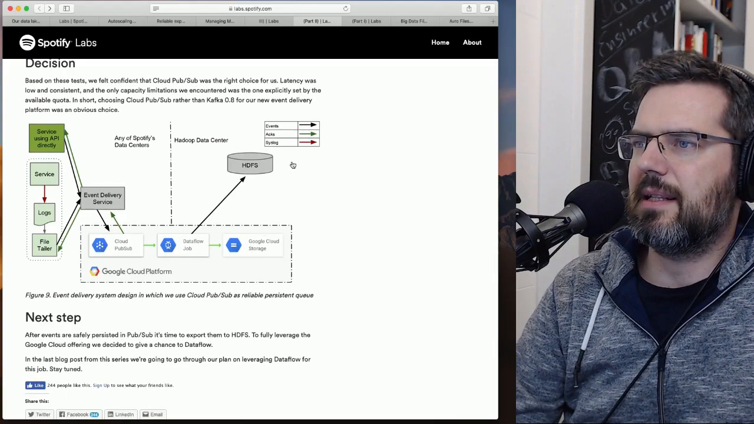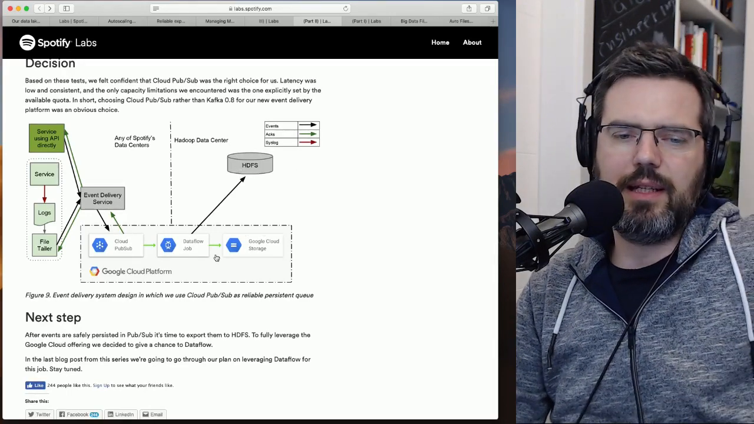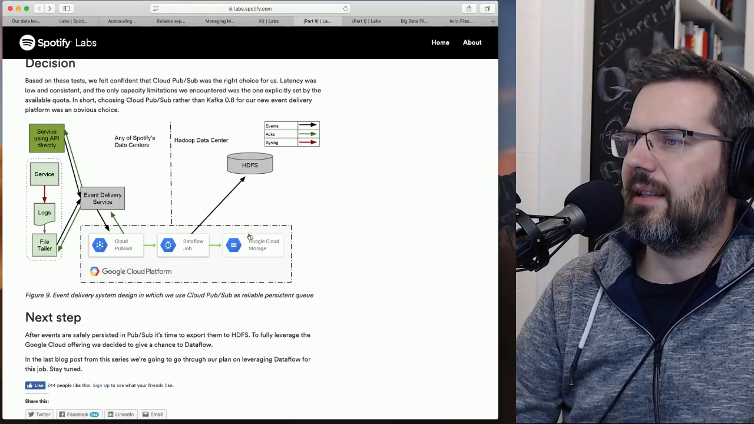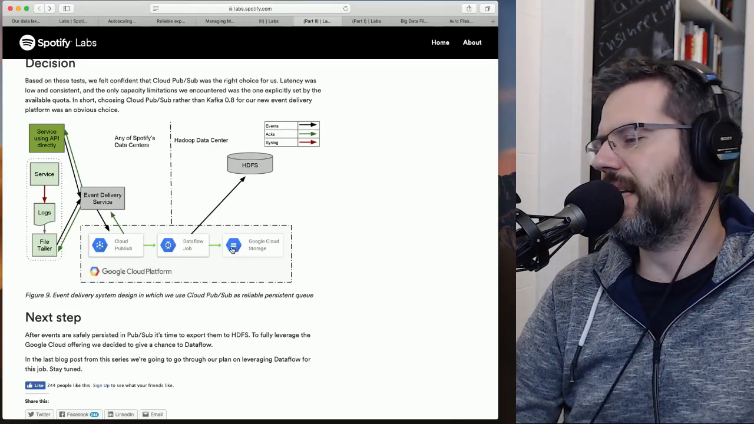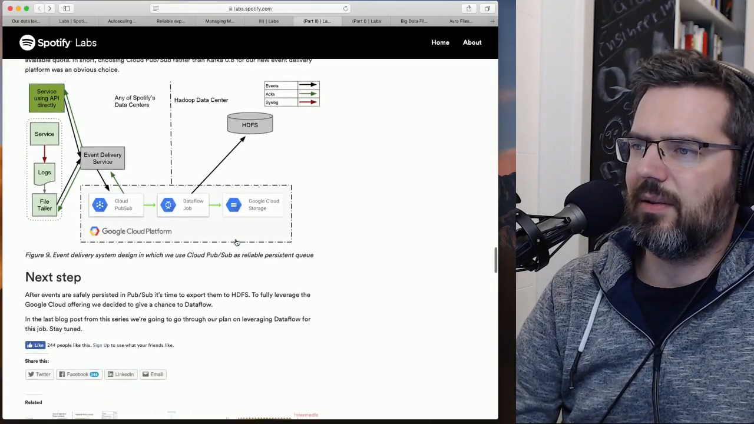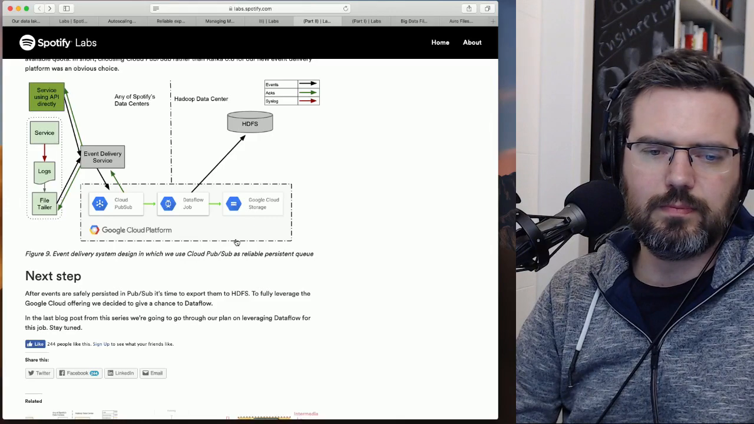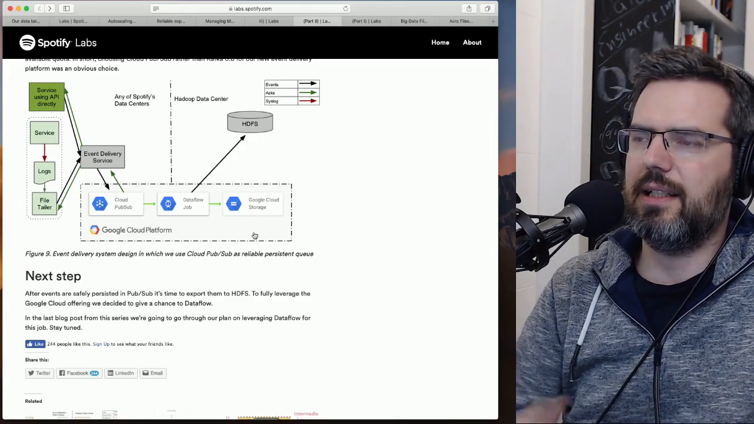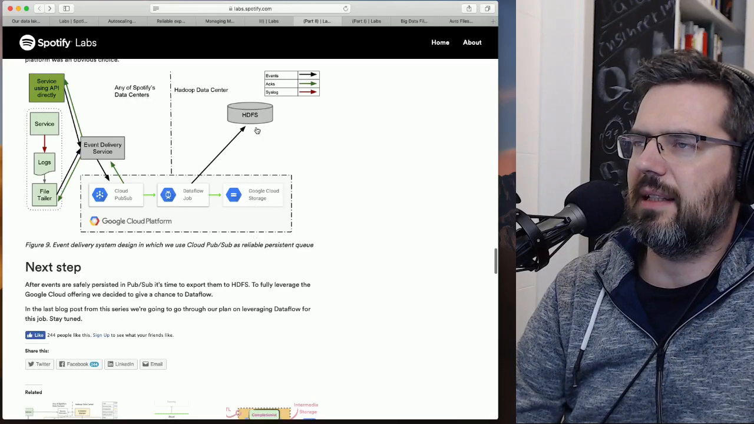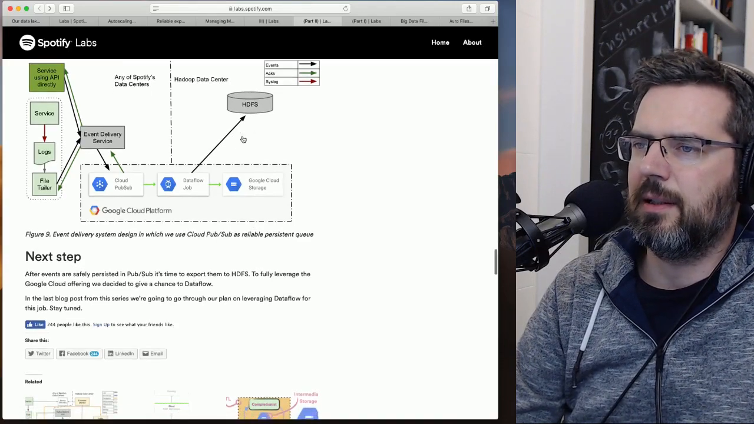But I mean, they do everything they can. They get the data and they store the data as well into Google Cloud Storage that is coming in. So they have the data in two separate places. So if they want, they can shut down the HDFS.